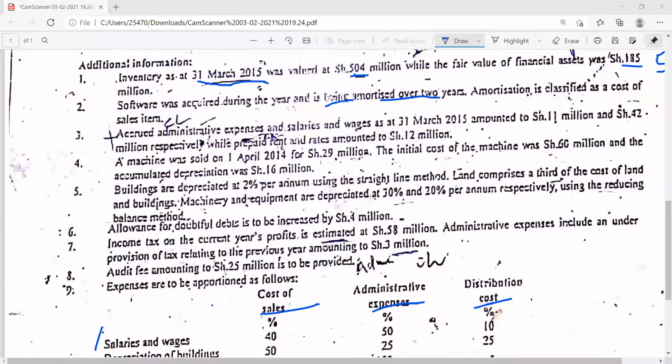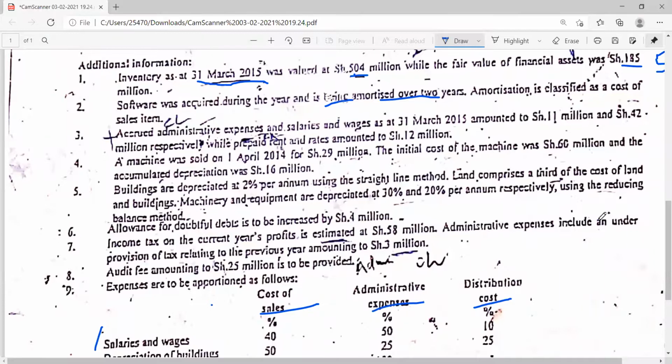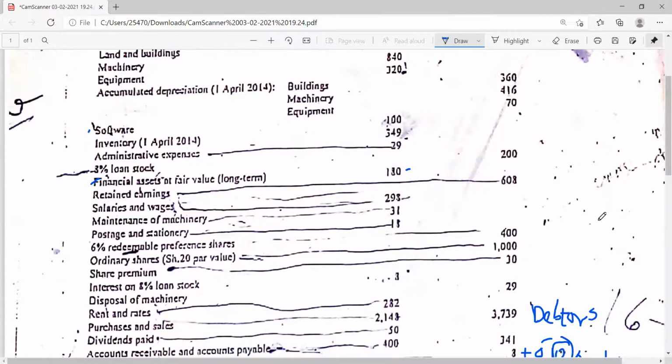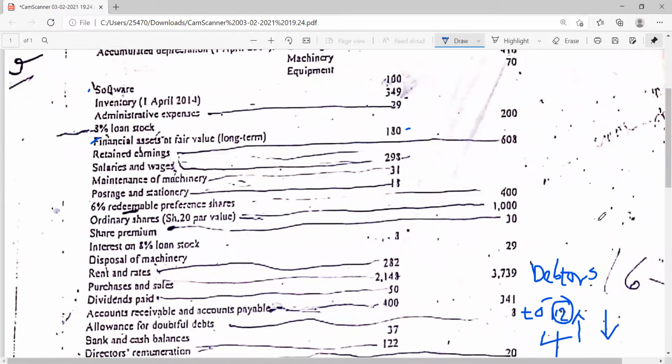Right now here, I can't see that we are given cost of sales, because already I can see we have stock. So opening stock is here. To this stock, we add the purchases. So I will start from there: opening stock plus the purchases. I have to add the purchases.